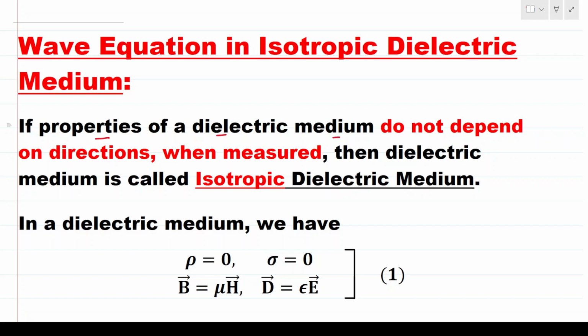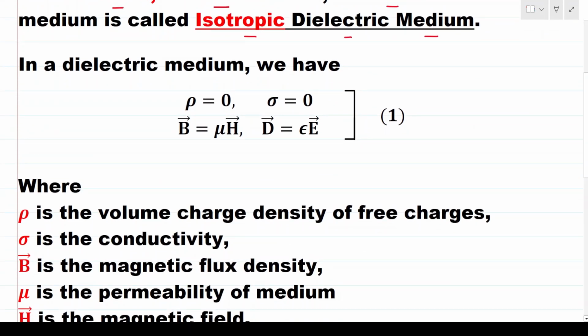If properties of a dielectric medium do not depend on directions when measured, then the dielectric medium is called an isotropic dielectric medium. In a dielectric medium we have volume charge density for free charges, rho equal to zero, conductivity is also zero, B is equal to mu times H, where B is the magnetic flux density, mu is the permeability of that medium, and H is the magnetic field intensity. D, the displacement vector, is equal to epsilon times electric field, where epsilon is the permittivity of that medium, as given in equation 1.